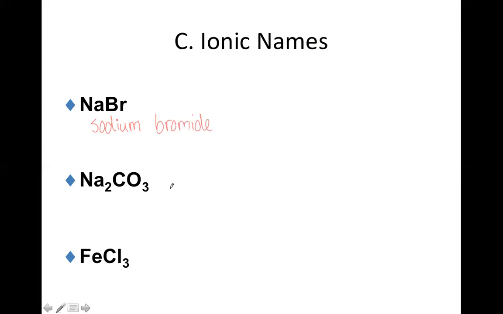Okay. Our next example here, Na2CO3. How do we know it's ionic? Well, we have sodium, Na, which is a metal, and it's with CO3, this is a polyatomic ion here. So we have metal with a poly, that means it's ionic. So sodium, and again, sodium is not a transition metal, so we don't need those Roman numerals.